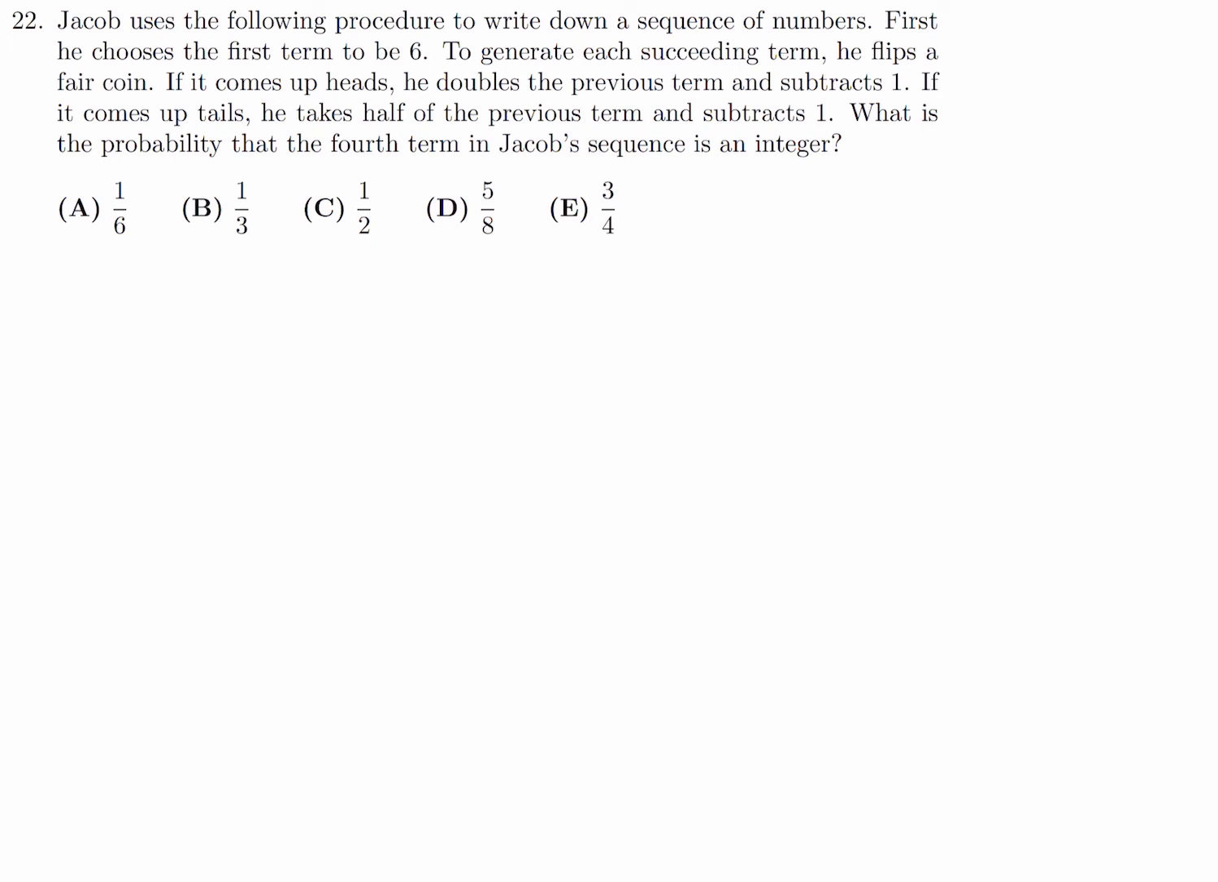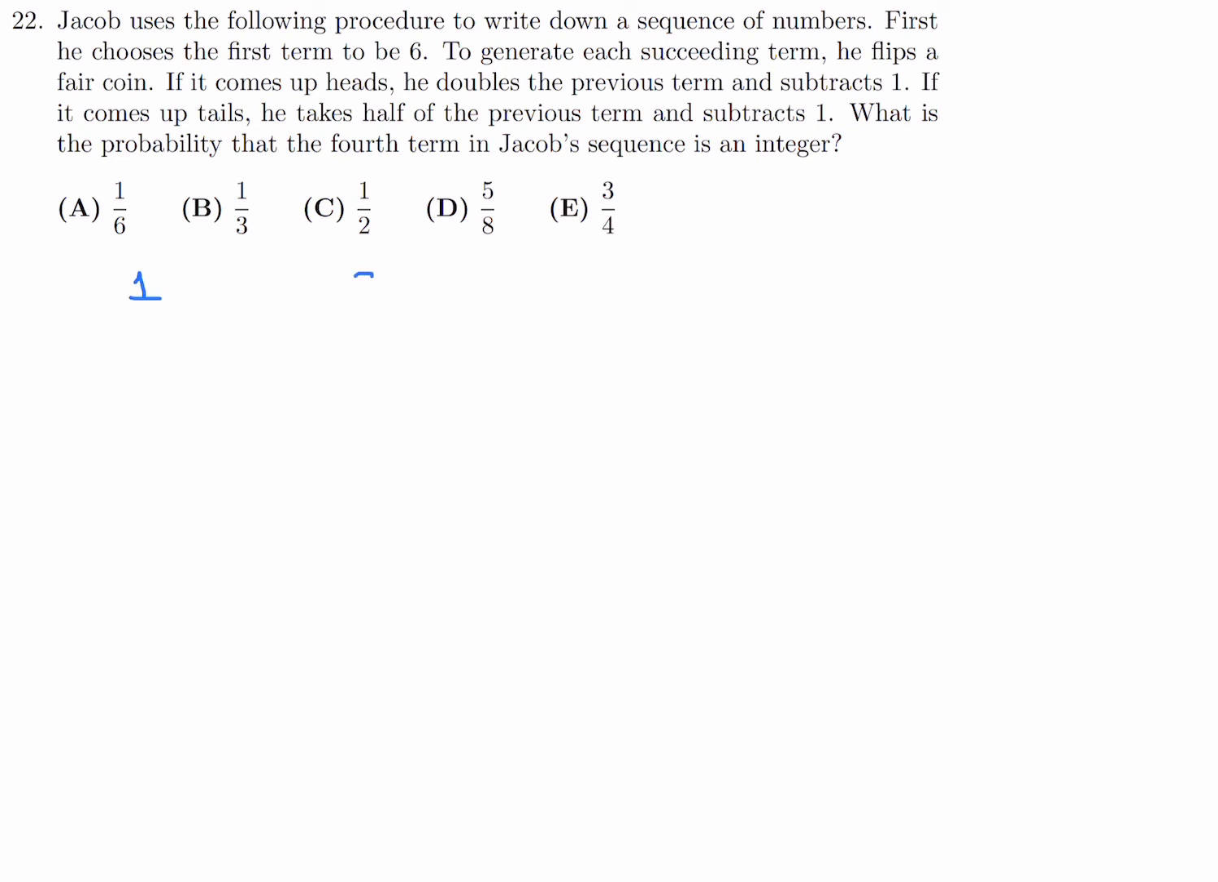Jacob uses the following procedure to write down a sequence of numbers. First, he chooses the first term to be 6. To generate each succeeding term, he flips a fair coin. If it comes up heads, he doubles the previous term and subtracts 1. If it comes up tails, he takes half of the previous term and subtracts 1. What is the probability that the fourth term in Jacob's sequence is an integer?